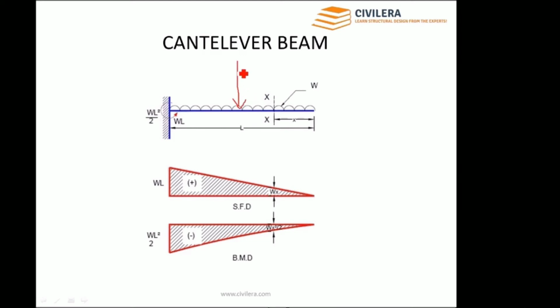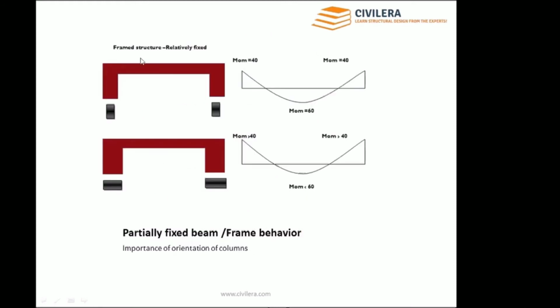So W into L is the weight, and that multiplied by L by 2 will be the moment, so WL square by 2. And the total load W into L will be acting at the single support, and that is the shear force. In theory, you generally call these frames as fixed. Now let us see how it behaves.